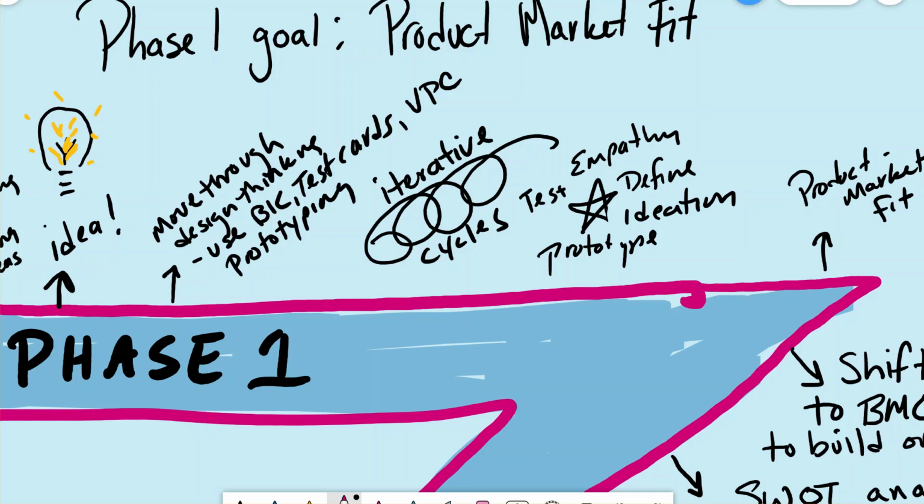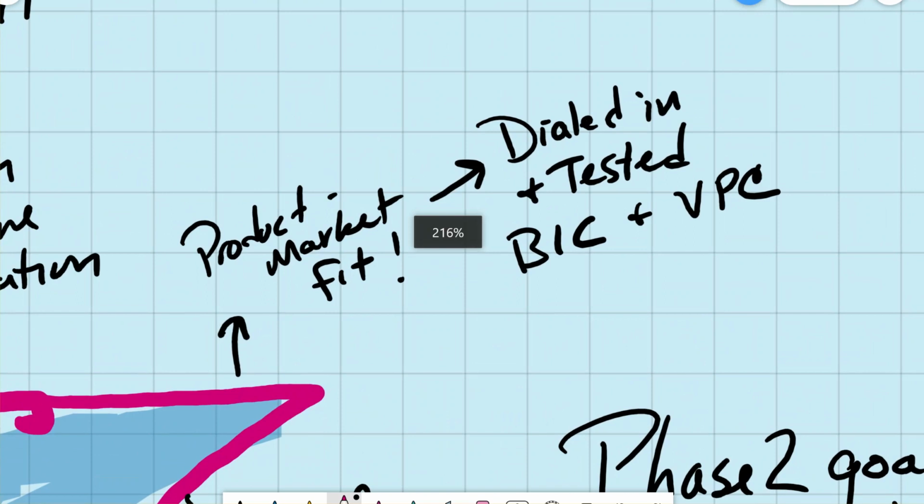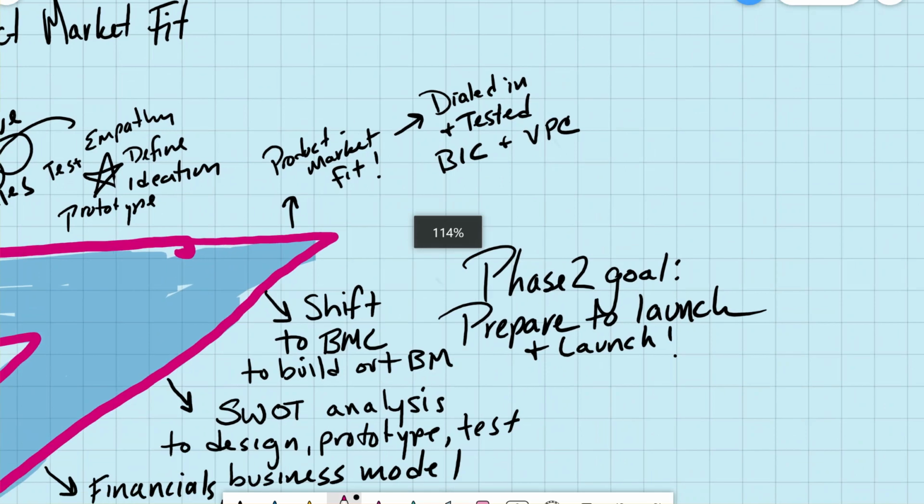And of course, we're using the BIC, so there are those particular questions related to who's the customer, what are their needs, what sort of pains and gains do they have in terms of needs or desires, what sort of offering might deliver on the promise you're making to them, how are they doing it now, why is that inadequate, what sort of team would you need to make this go forward, and why you, what's so special about you. And ultimately you're getting to that product market fit, a dialed in, tested big idea canvas and value proposition canvas. That moves you on to phase 2.